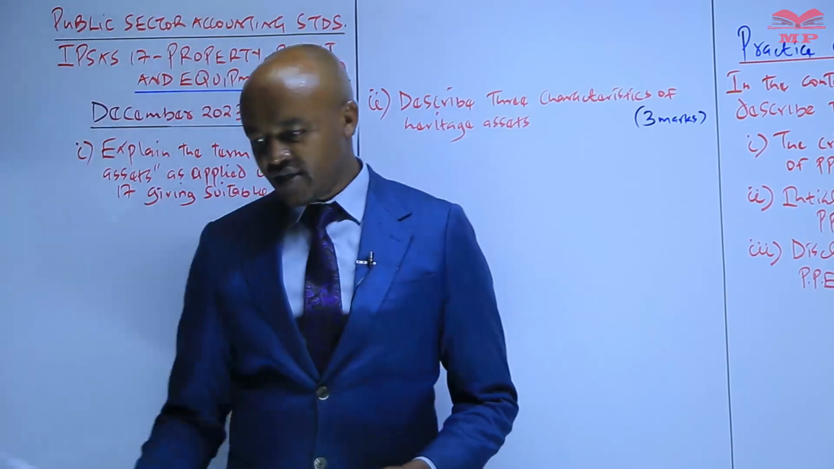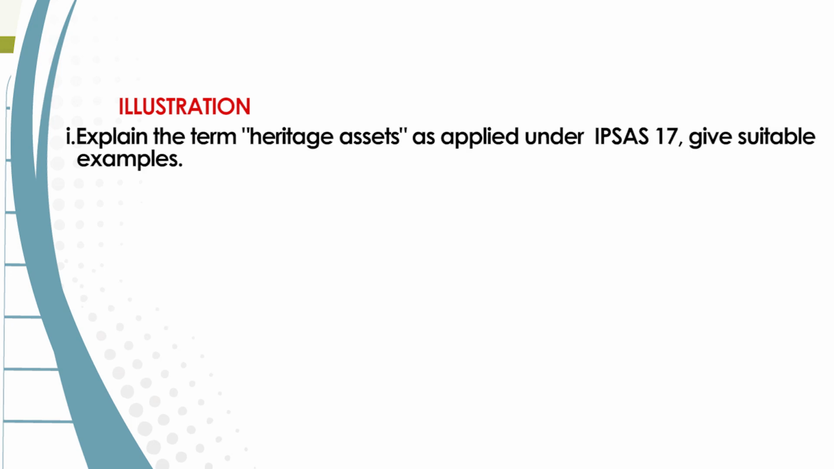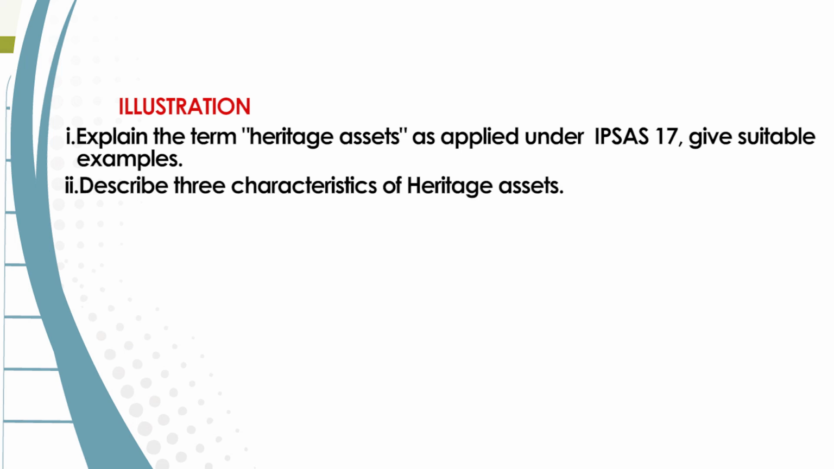So let's first look at this small question, which was question 1D for December 2023. The question reads: explain the term heritage assets as applied in International Public Sector Accounting Standard number 17, which governs accounting recognition and measurement of PPE, and give suitable examples. Number 2, describe 3 characteristics of a heritage asset. That question had 6 marks. So what the examiner was requiring is for the candidate to explain what heritage assets are, and to give the various characteristics of a heritage asset.